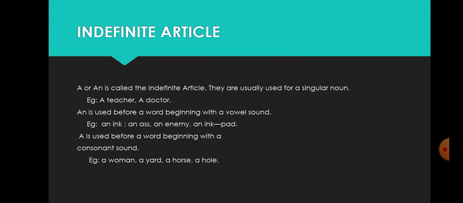A is used before a word beginning with a consonant sound. For example, a woman, a art, a horse, a hole.